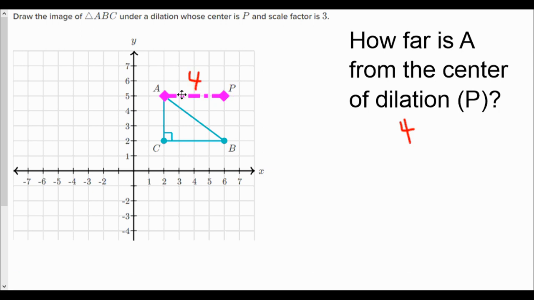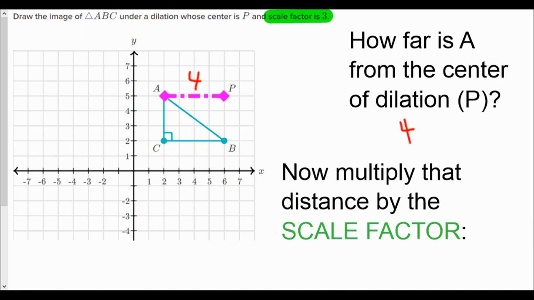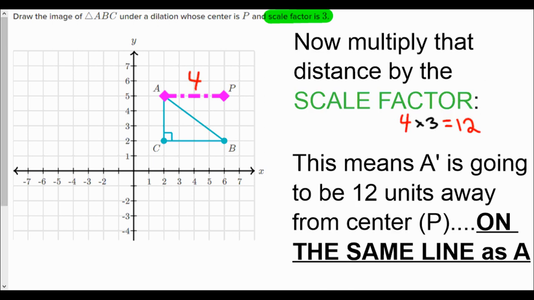And then we got to ask ourselves, well, what are we going to do with this information? How far is that point A from P? And what we do is we're going to multiply that by the scale factor, and that's given to us. It's 3 there. So 4 times 3 is going to equal 12. Next question, what do we do with that 12? Well, that is the distance that A prime is going to be away from the center P.